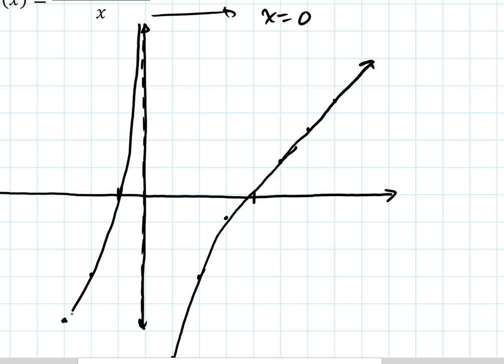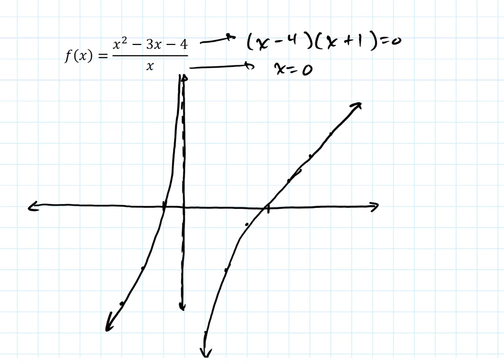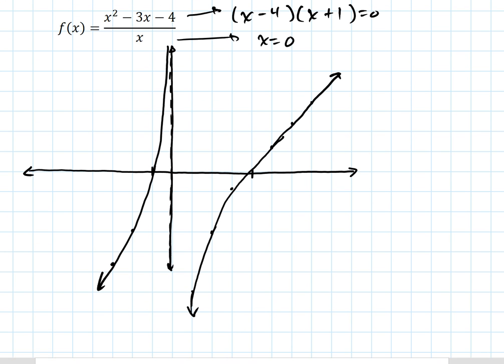Okay. So this is my graph. Some of the things I probably should label on here are that I've got some zeros. And this is an asymptote.